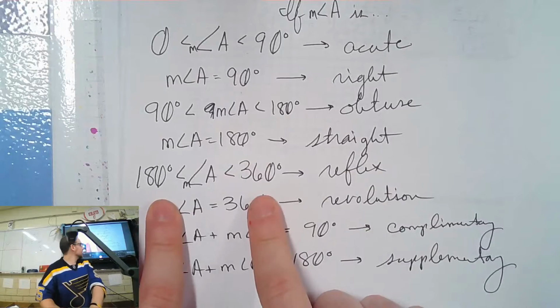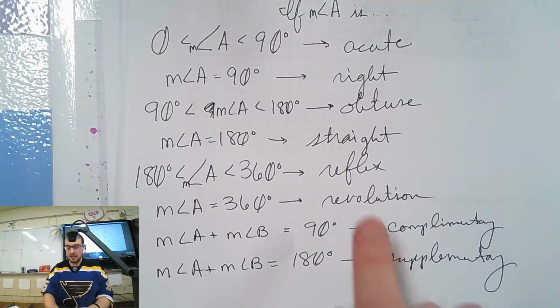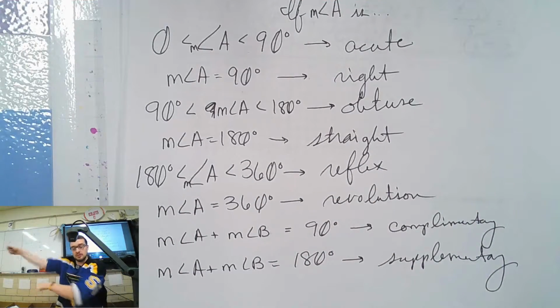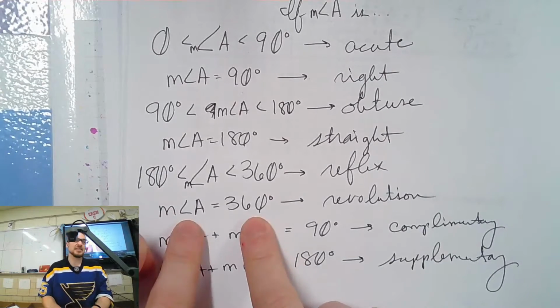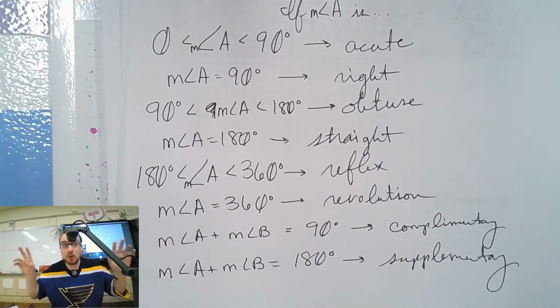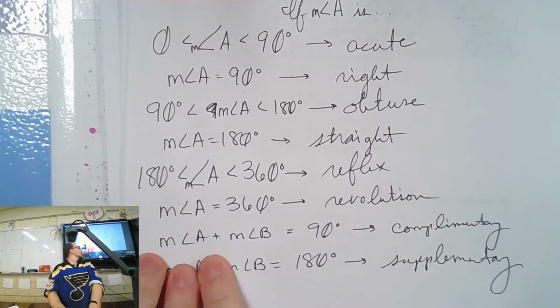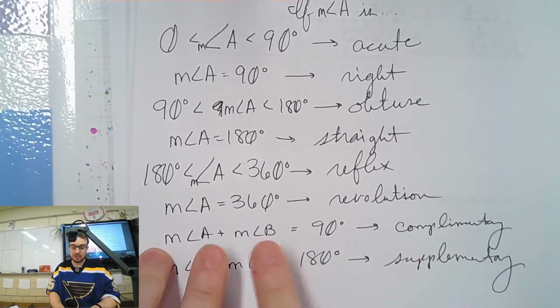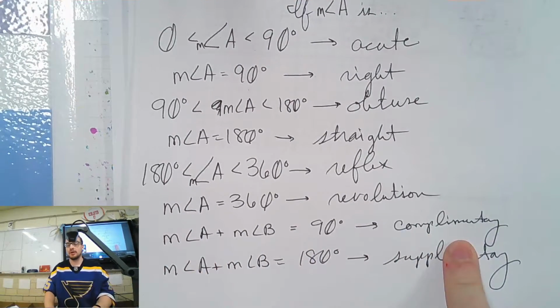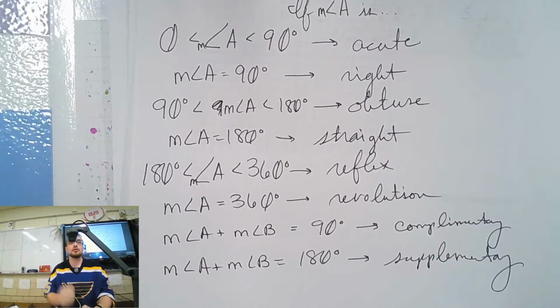If it's between 180 and 360, that's a big range, it's a reflex angle. Remember, that's the hyperextension one. If it's exactly 360, it's a revolution, the Bernie Sanders angle. If two angles, A and B, put together add up to 90, we call them complementary. And if they add up to 180, we call them supplementary. Questions on that?